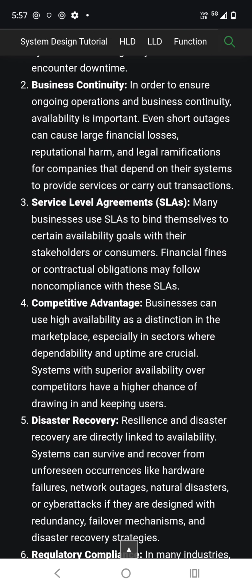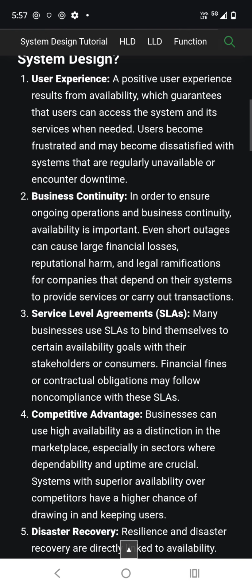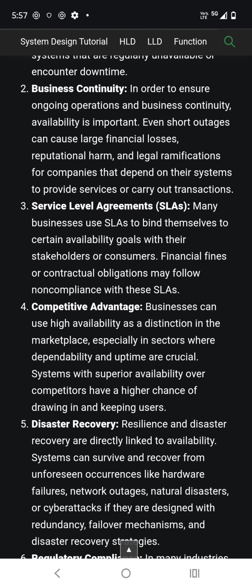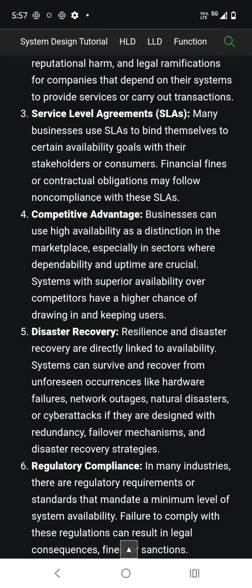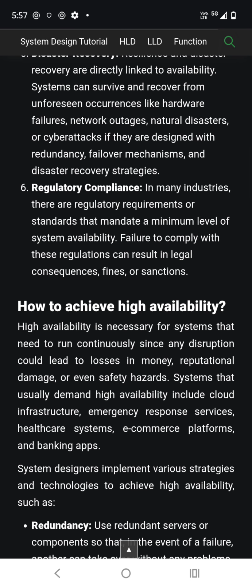SLA means service level agreement. We know that many businesses use SLAs to bind themselves to certain availability goals. So they will define some SLAs. They will sign the SLA, the service level agreement, and they will specify the availability. Availability is one of the factors they specify in the service level agreement, along with response times and latency. They will mention all these things when they have a contract with the business.